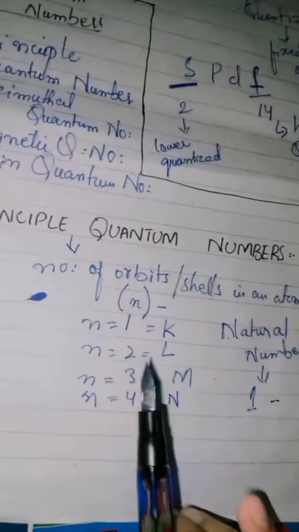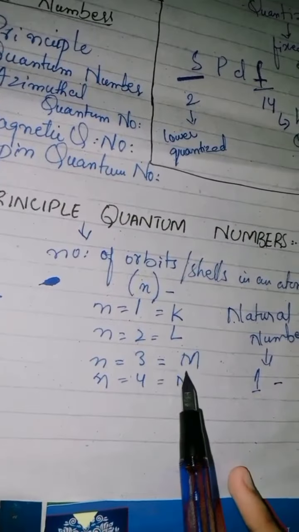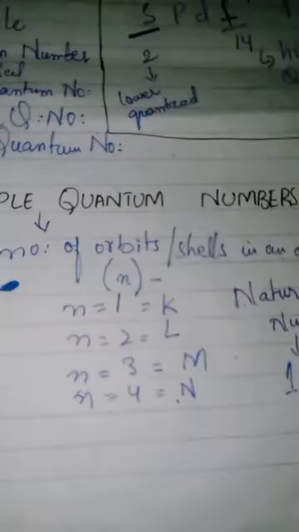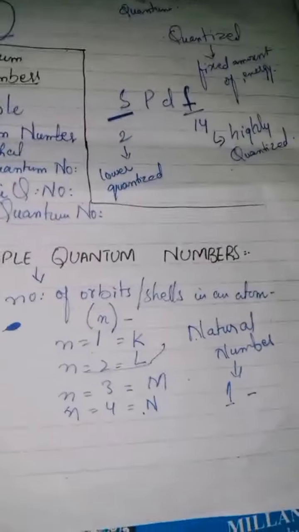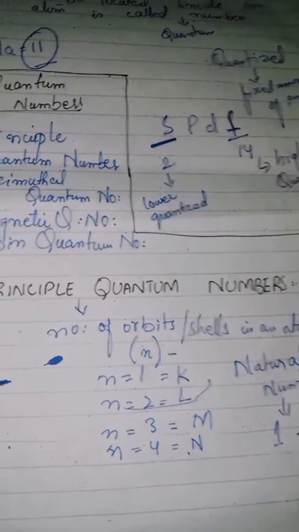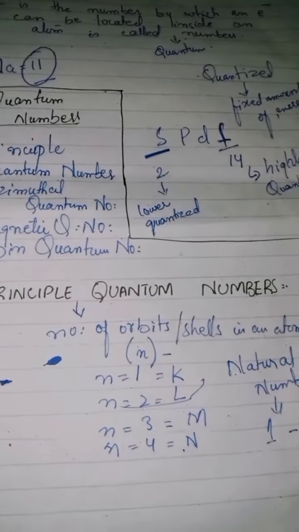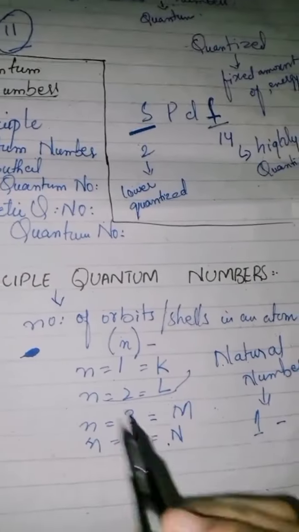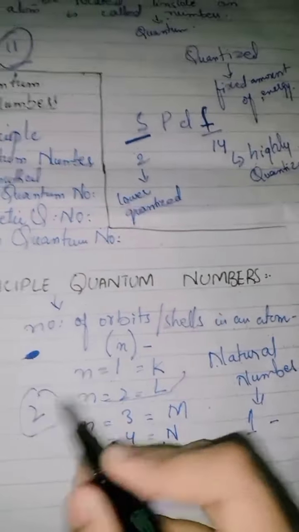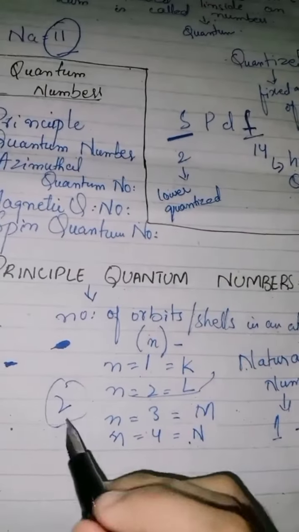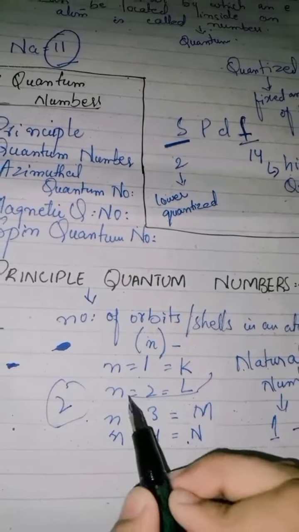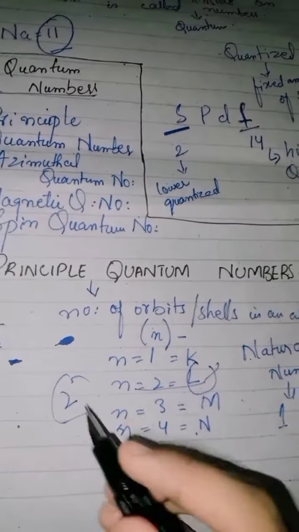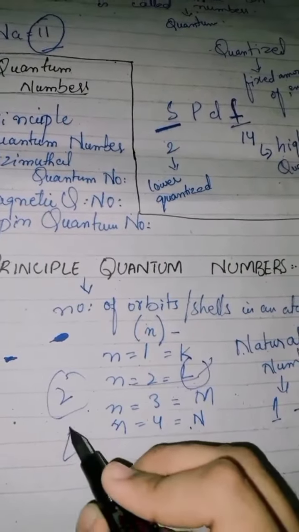1 is for K shell, second is for L shell, third is for M shell, and 4 is for N shell, and there are many more like 5, 7. So if anyone wants to find the electron, and the value of the principal quantum number is 2, we have to find which shell the value 2 is for. It is for L shell. So basically the electron is located in L shell.